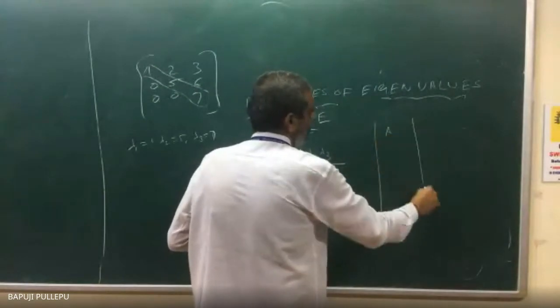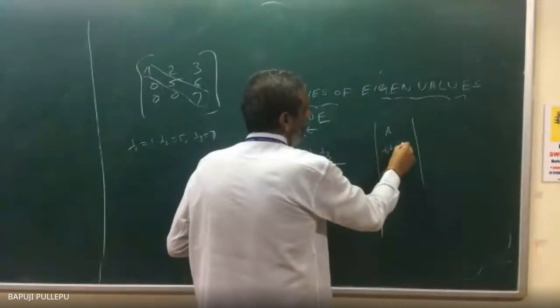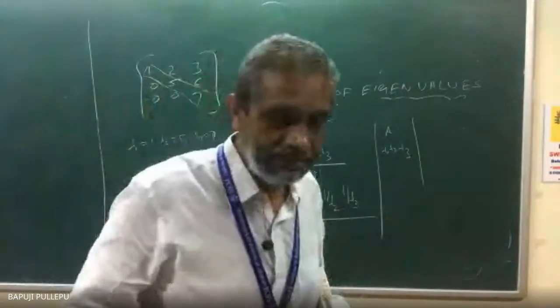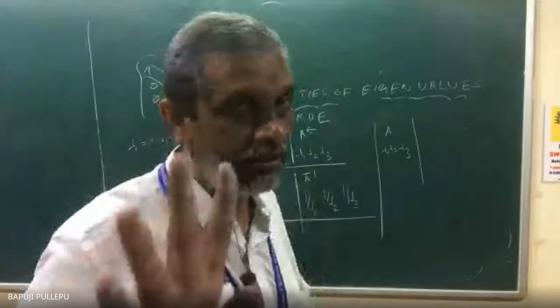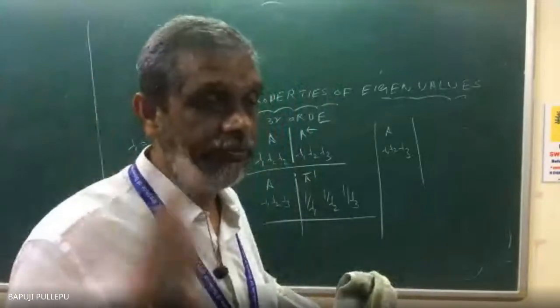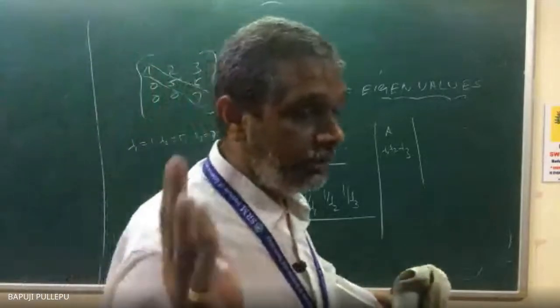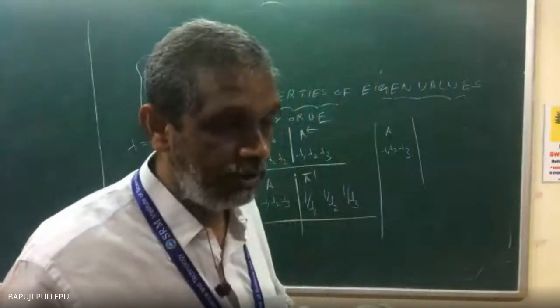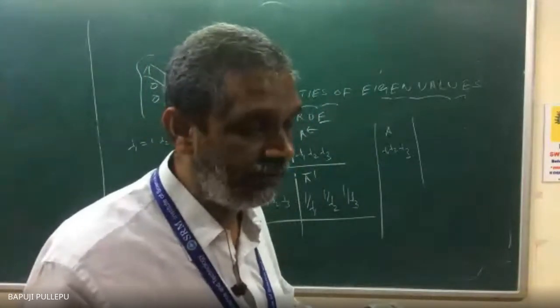Suppose A has eigenvalues lambda 1, lambda 2, lambda 3. Why am I saying lambda 1, lambda 2, lambda 3? Just for the sake of convenience I am considering third order only. Don't think there are only 3 eigenvalues. Fourth order means 4 eigenvalues, fifth order means 5 eigenvalues, nth order means n eigenvalues. For understanding only, I am taking 3.